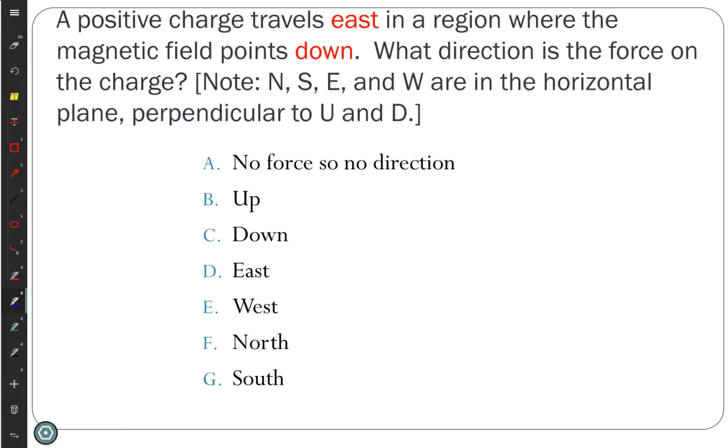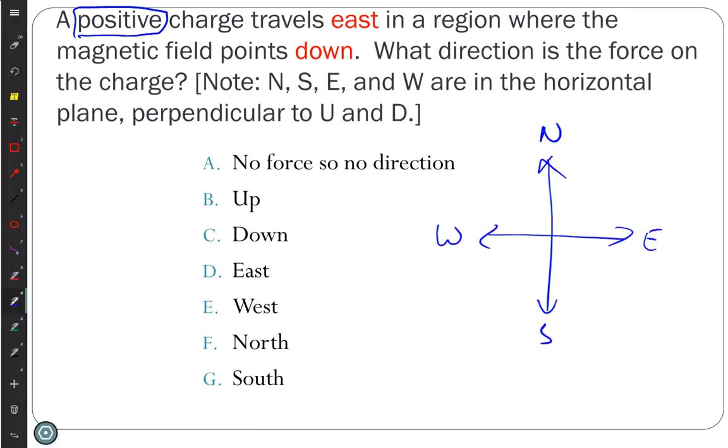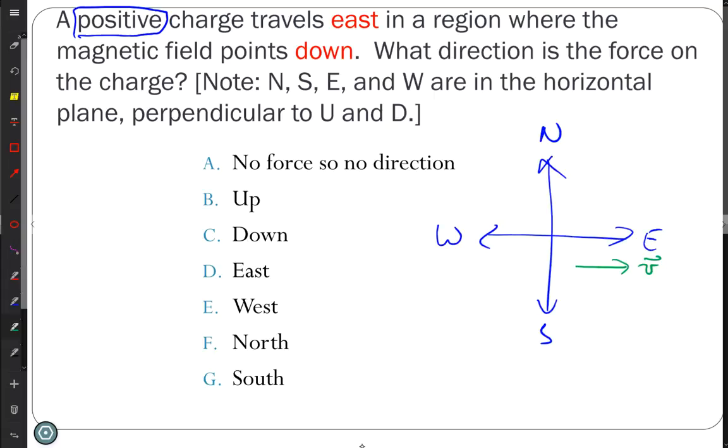So I have 3 clicker questions, one right after the other. The first one: a positive charge travels east. And just in case people get confused, there's our directions. Up is coming out of the screen, down is going into the screen. So it's traveling east in a region where the magnetic field points down. I'm actually going to draw these. So my velocity is like this, and the magnetic field points down.